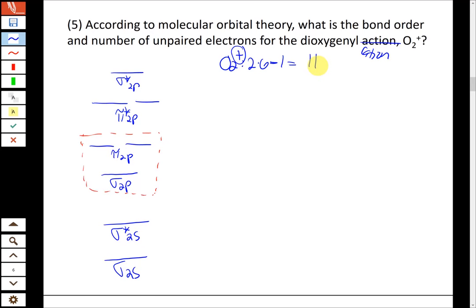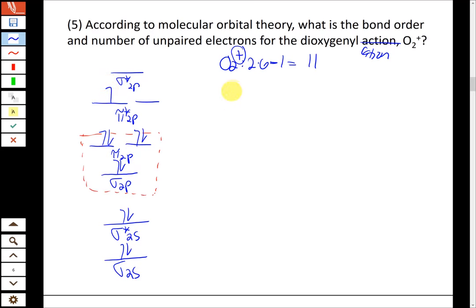And what we're going to do then is populate the diagram with these 11 valence electrons, going from lowest energy to highest energy orbital. So we need to put 11 in here. Each orbital can hold 2 electrons, so it's going to be 1, 2, 3, 4, 5, 6, 7, 8, 9, 10, 11. So that last electron goes up here into pi star.